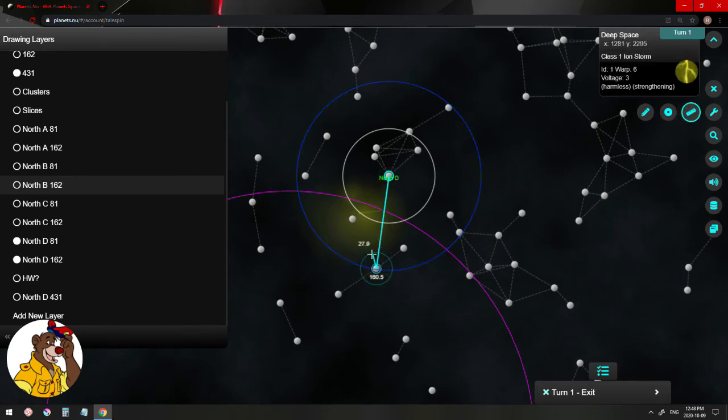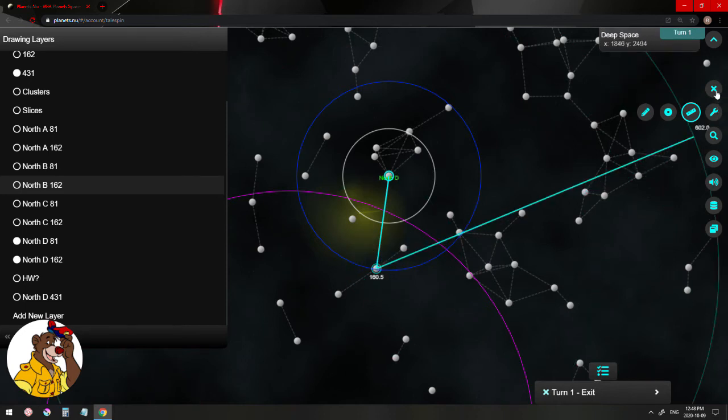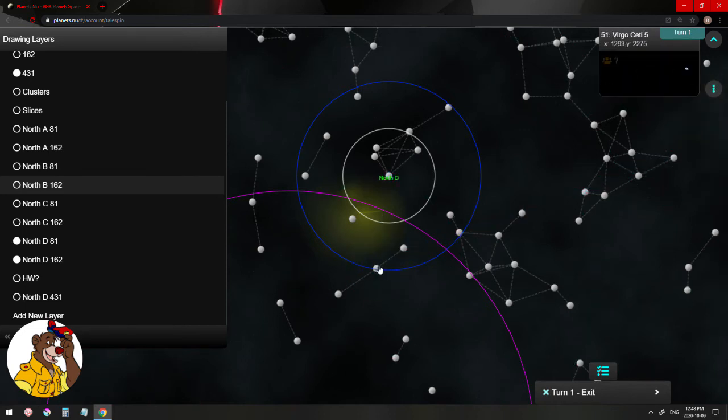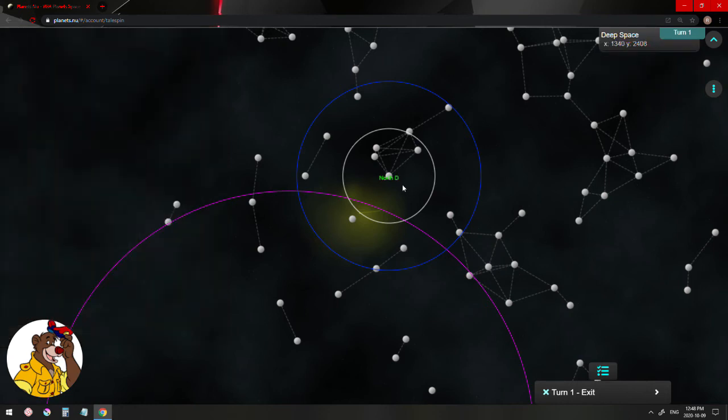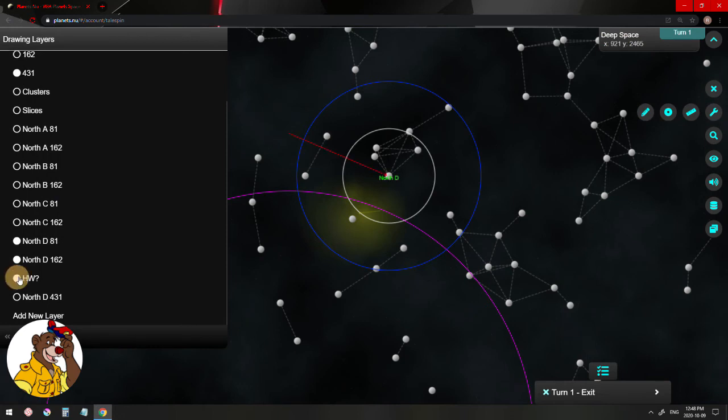It is at 160.5, so it is below 162, so that is definitely counted in this ring. So 1, 2, 3, 4, 5, 6, 7, 8, 9, 10. So this one here is perfect. It fits the host settings of 3 very close and 10 close planets. So I think that that is his homeworld.